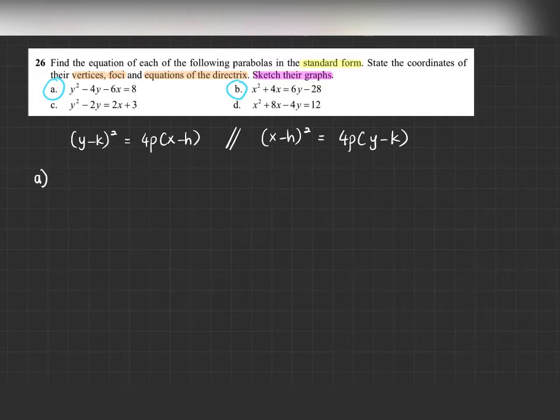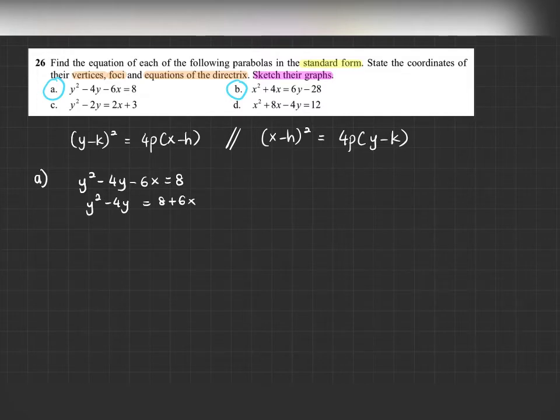So we start with question A. We have y^2 - 4y - 6x = 8. In this question, we can see the power of 2 is on the unknown y, which means we need to make it (y - k)^2. So everything other than that, we move to the right side. Now we have y^2 - 4y = 8 + 6x.